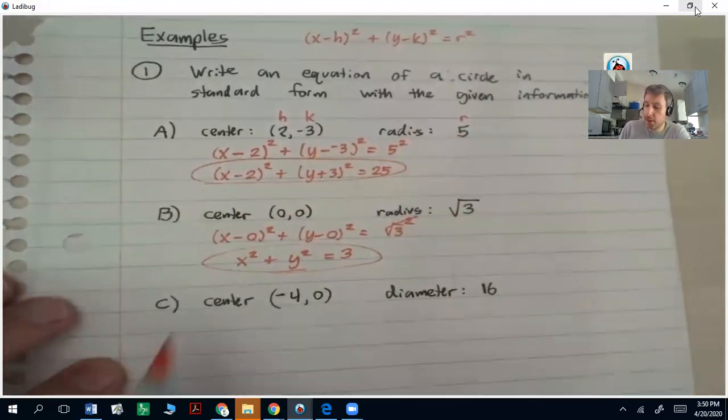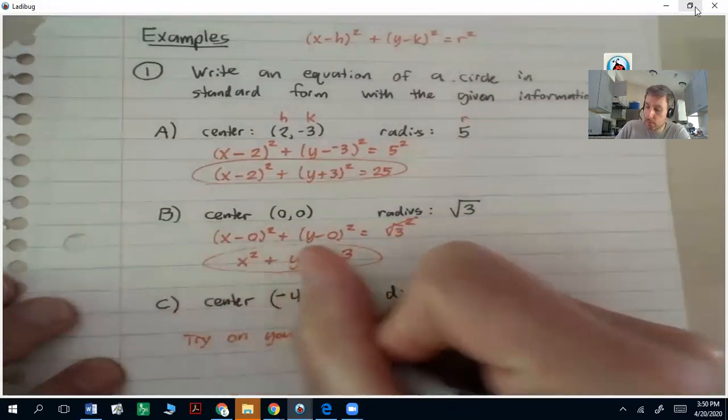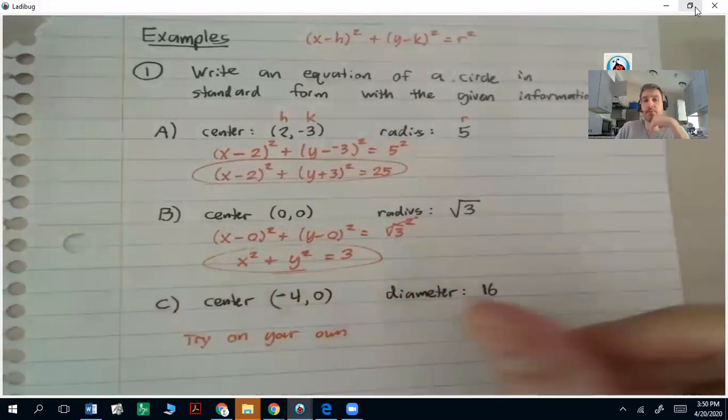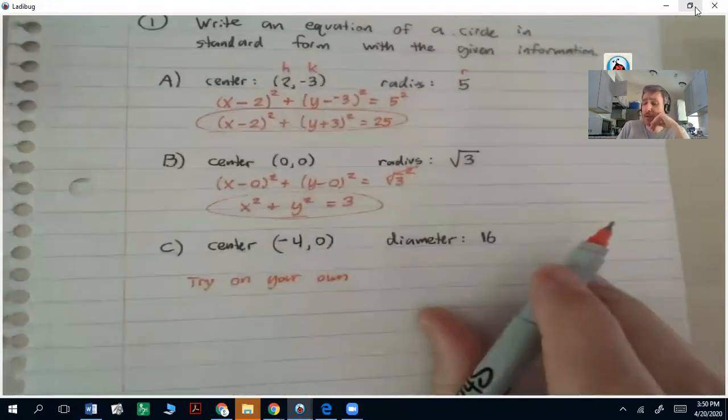Okay, you try this letter C on your own. Write your equation, pause the video, and once you think you got it, click the pause button again and let it play out. All right, hopefully you had a chance to try this out on your own.